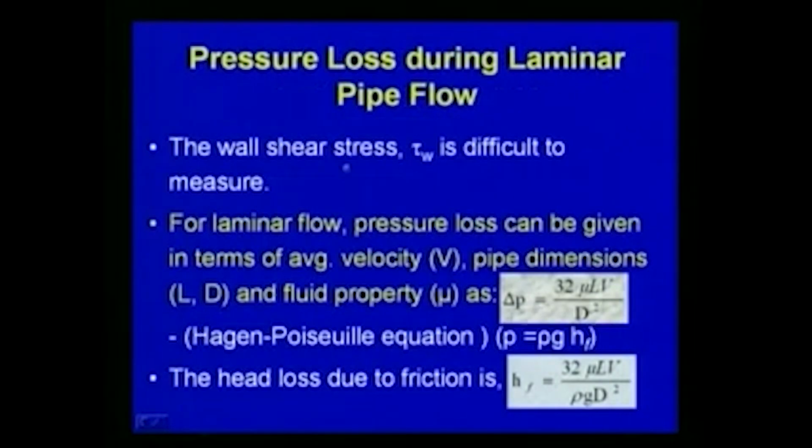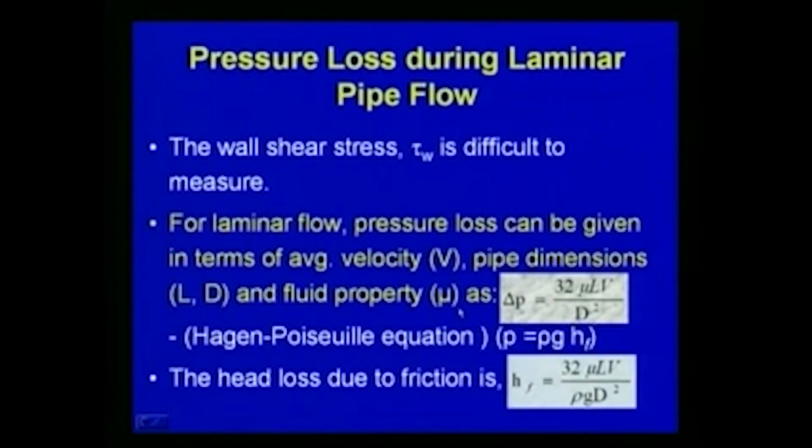So, now we have already seen earlier the pressure loss during the laminar pipe flow or the fully developed laminar flow. The wall shear stress tau W is difficult to measure, but if we can find out the head loss or the pressure loss, from that we can find out. So, for laminar flow the pressure loss can be given in terms of the average velocity V, the pipe dimensions L and D, and the fluid property mu as delta P is equal to 32 mu L V by d square. So, this is the Hagen-Poiseuille equation which we derived earlier, and if you put the pressure as rho g into Hf, the head loss.